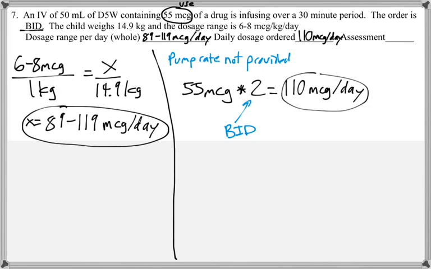You'll notice that it did say that the drug was infusing over a 30-minute period, but we actually don't care about that because they're asking for the daily dosage ordered, and they're telling us that it's BID, so that's twice a day. So for the math, we actually don't use the 30 minutes here. Okay, so then to make our assessment, the 110 is within our range. So this would be safe.